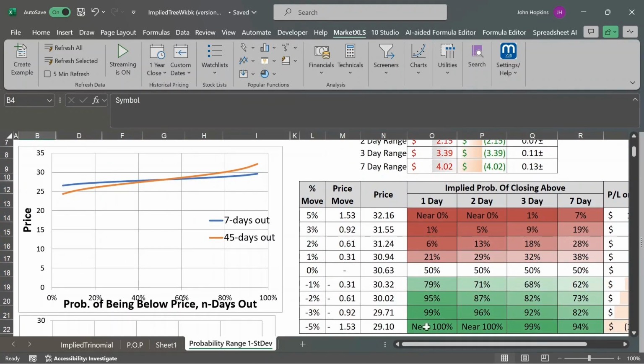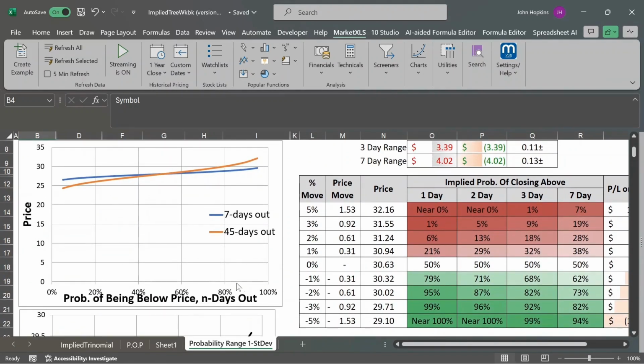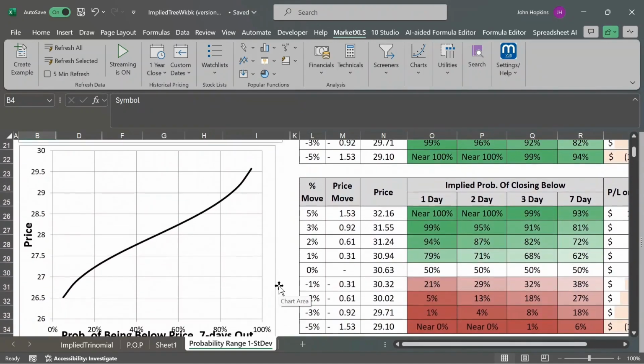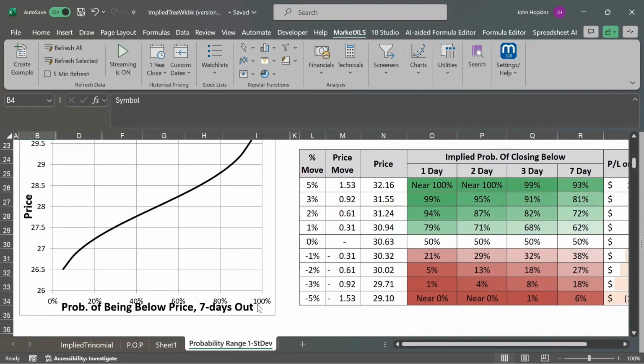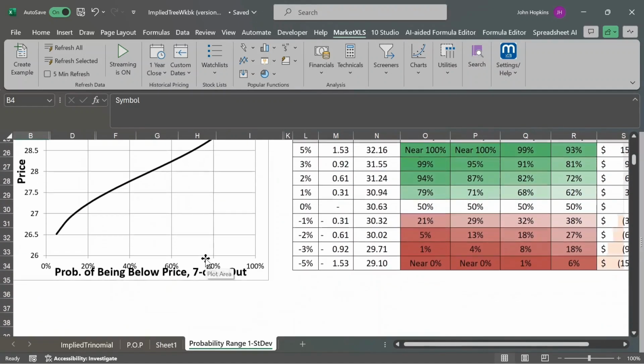All these calculations are in hidden worksheets. You have to click on the worksheet and click on Unhide to get to the workings in the table if you want to work on it. It shows price of being 7 days out, 45 days out, the probability of being at those things. And shows the probability of being below price 7 days out. 26.5, 29.5, 60%, 40%.